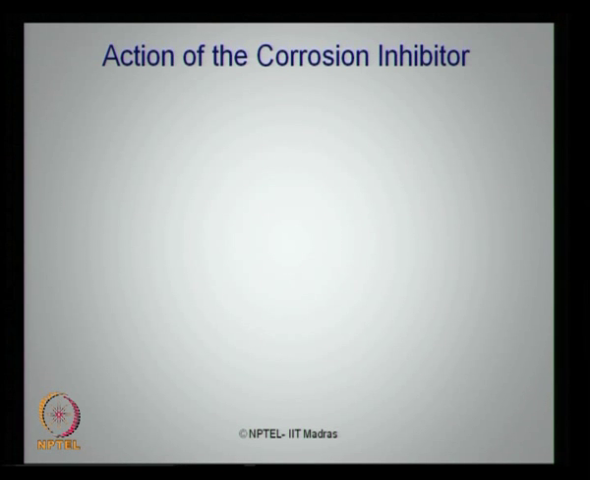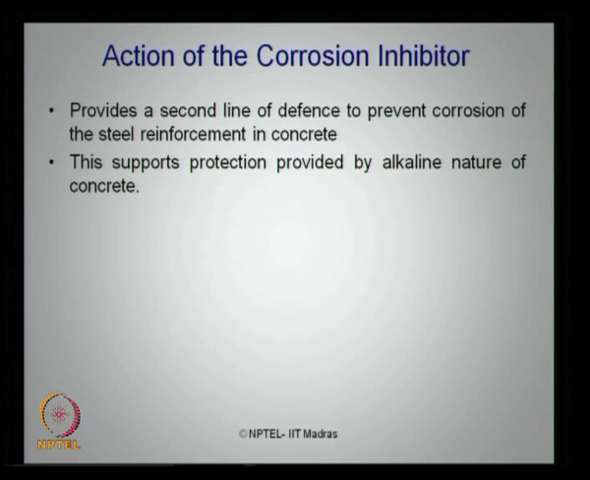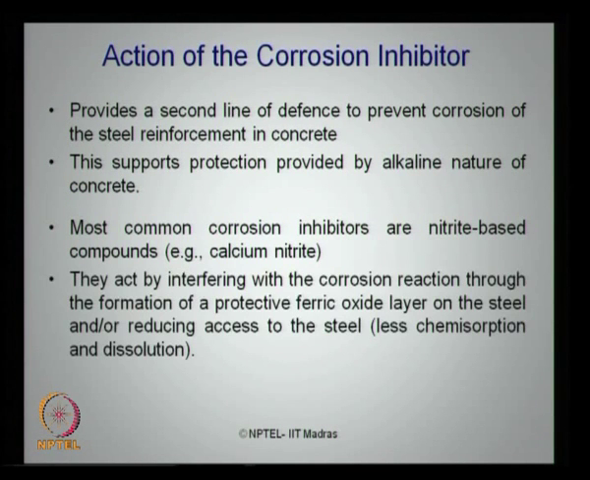If you look at the action of corrosion inhibitor in detail, it provides a second line of defense to prevent corrosion of steel reinforcement which is embedded in concrete. This supports the protection provided by the alkali nature of concrete. Most commonly used corrosion inhibitors are nitrate based compounds. I can give an example. Calcium nitrite is a compound which is being used as a common corrosion inhibitor. They give a second line of defense to prevent corrosion to the steel reinforcement.